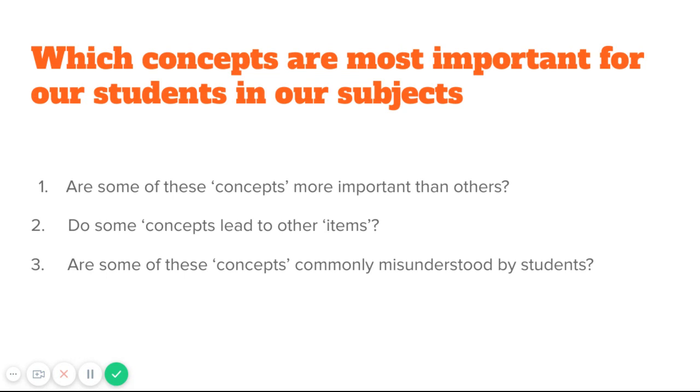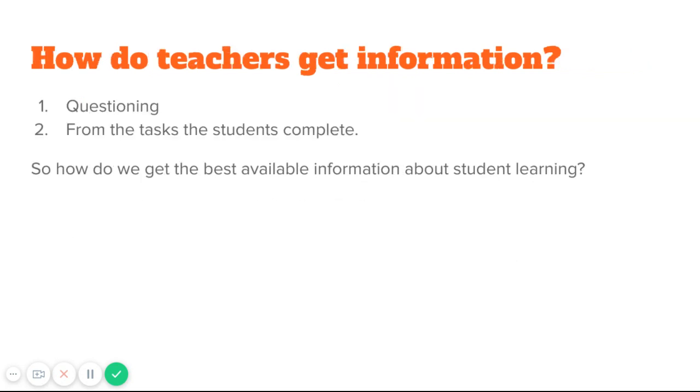To narrow down the field, think about what's important to your subject. Is there a big idea that's essential for all students to understand and know before you move on? Some ideas might lead to other ideas, so they might need some prioritization too. And if there's any misconceptions or any common mistakes, they might warrant a bit of extra focus from the teacher. But that's going to narrow down some of the information that's available within that classroom.